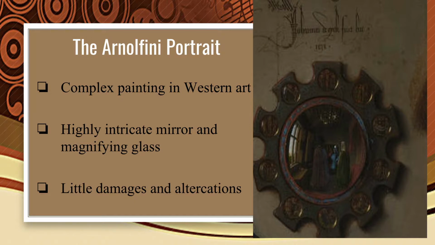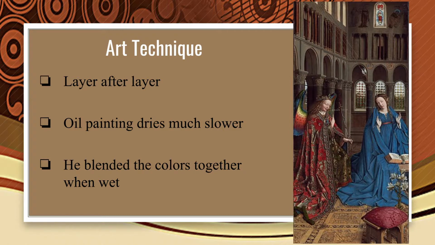Van Eyck used a technique which included adding layer and layer of thin, translucent paints to add to the intensity of the tone and color. Oil painting dries much slower than most tempera paints, which he used to his advantage when he blended the colors together when they were still wet, to create a gentle and subtle shift in tones and colors.